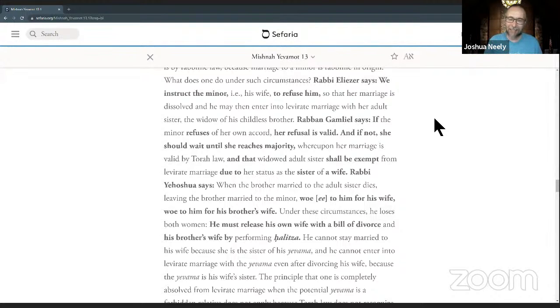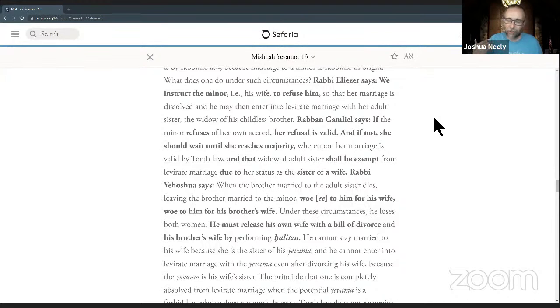So her status is not a full level of Torah marriage, but Yibum is a full level of Torah obligation. So how do we resolve that? Rabbi Eliezer offers one easy solution. Just have the minor refuse him. He's now free and never married to her, at least legally. And therefore, the adult sister can marry the brother of the deceased and do levirate, and it's all fine.